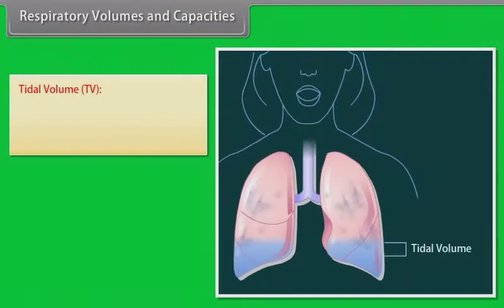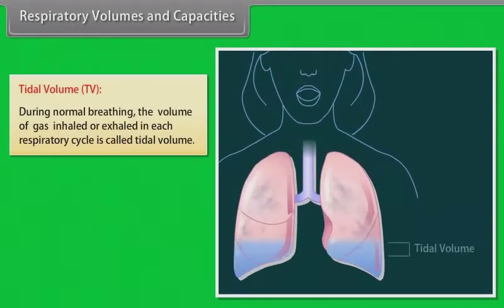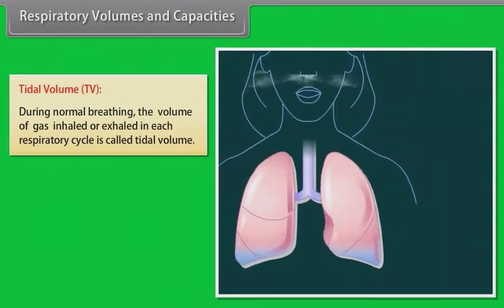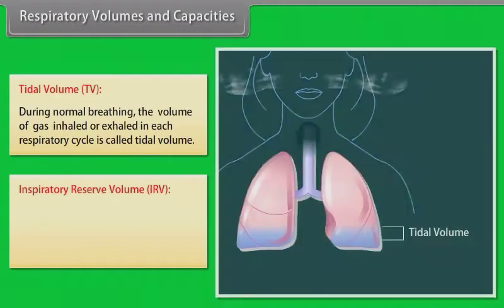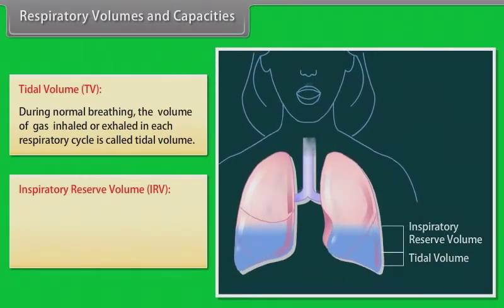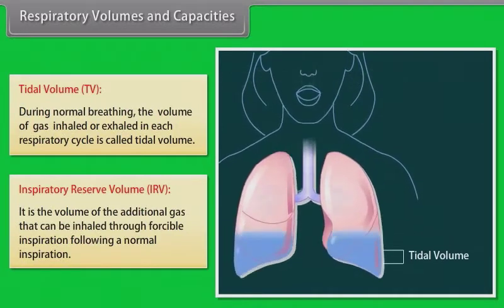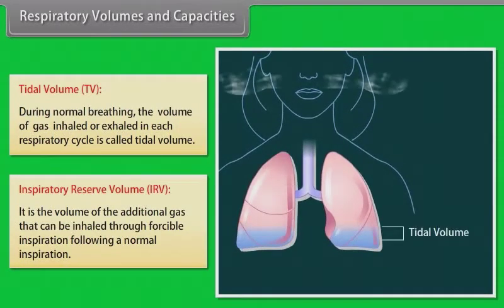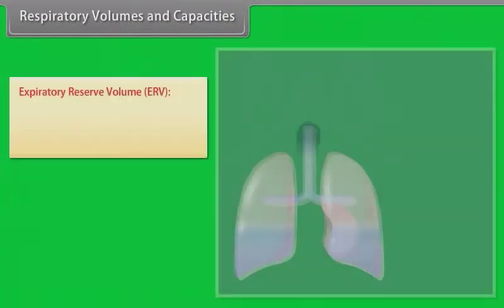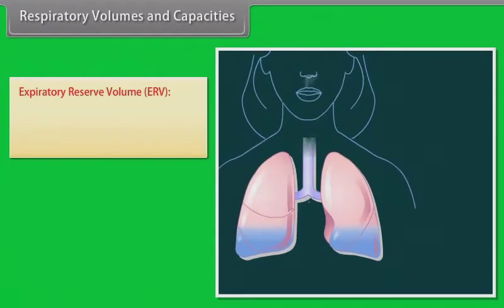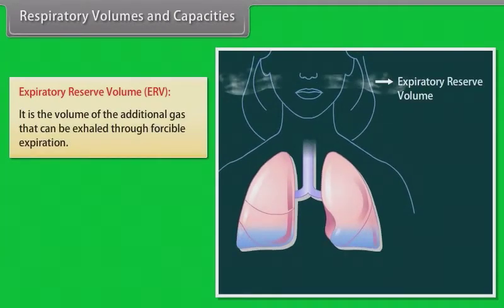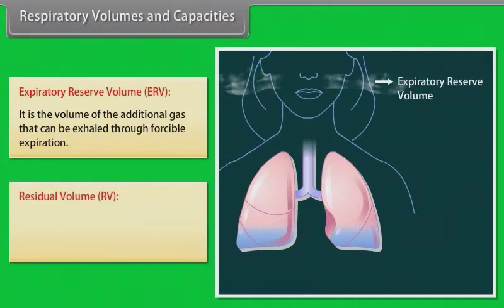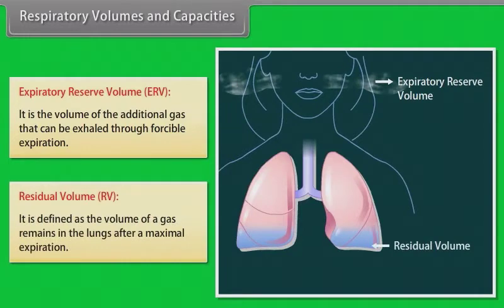Respiratory volumes and capacities. Tidal volume, TV. During normal breathing, the volume of gas inhaled or exhaled in each respiratory cycle is called the tidal volume. Inspiratory reserve volume, IRV. It is the volume of the additional gas that can be inhaled through forcible inspiration following a normal inspiration. Expiratory reserve volume, ERV. It is the volume of the additional gas that can be exhaled through forcible expiration. Residual volume, RV. It is defined as the volume of a gas remains in the lungs after a maximal expiration.